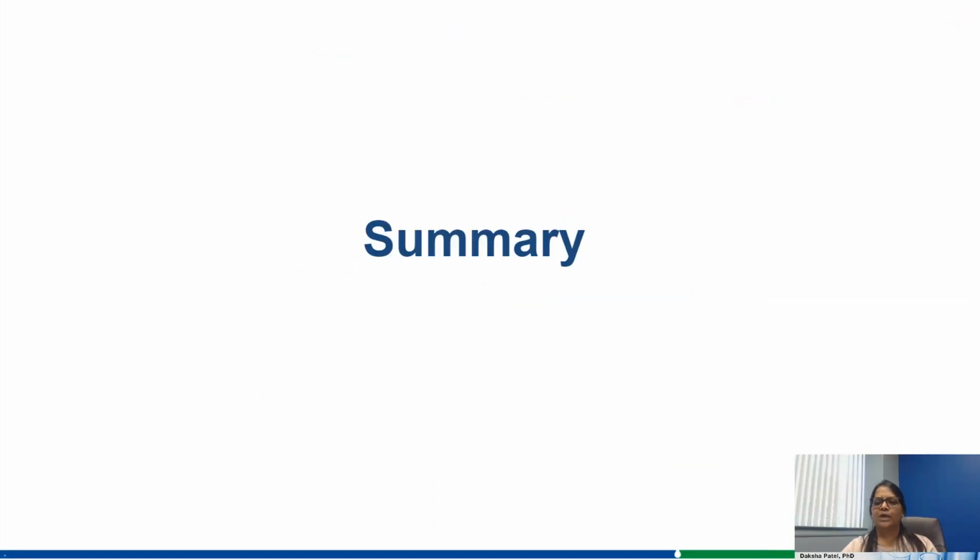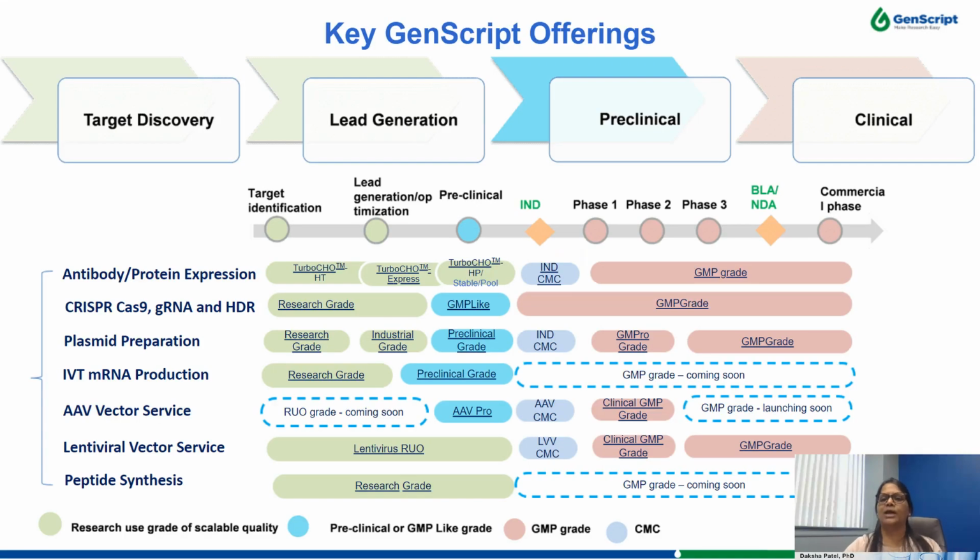So this brings me to the end of my presentation, and to summarize, the main points I covered are that we offer an end-to-end solution to accelerate the journey from discovery to clinical research and commercial manufacturing by providing high quality services, reagents and instruments with scientific and regulatory support. Here I show some key reagents used in both gene and cell therapy, and their different qualities available for different stages from target discovery to lead generation and up to preclinical to clinical stage.